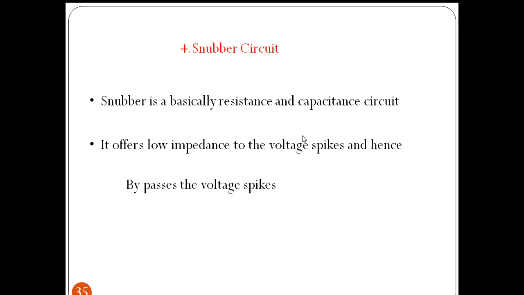Snubber circuit is a very important thing, so we use it in all power electronic components. It is basically an RC circuit. It offers low impedance for voltage spikes and hence bypasses the voltage spikes.